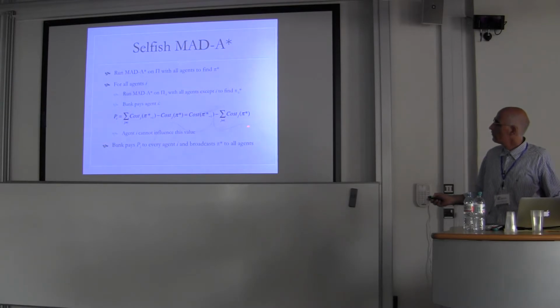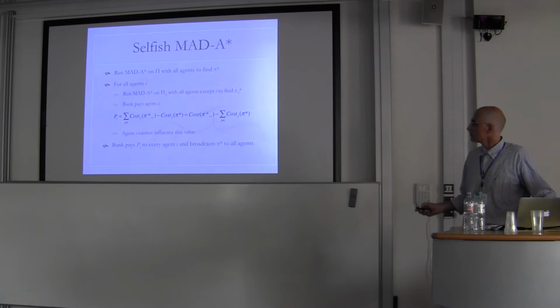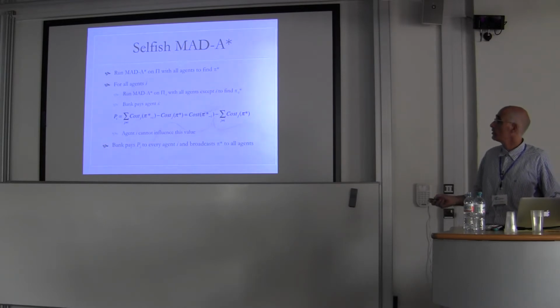And then we have the computation of the cost that has to be paid. If you manipulate this equation, you see that eventually the cost that agent I has to pay is its cost in the problem where he's excluded, so he cannot impact its computation, minus this sum of costs that don't involve him. So agent I is not involved in the computation of its own payment, so he cannot influence it. This is the idea behind having a selfish version of multi-agent distributed A star.